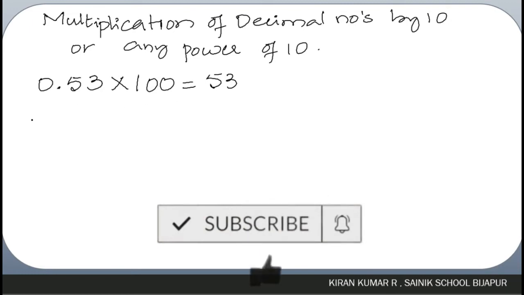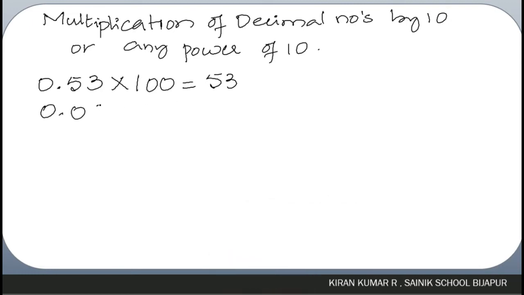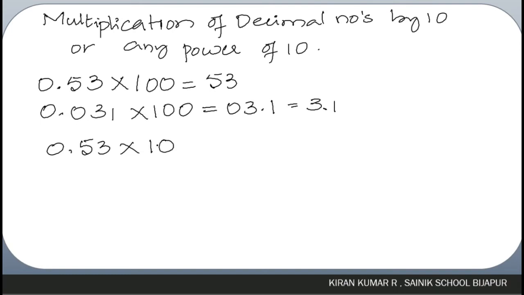We get 53. If the number is 0.031 and this is to be multiplied with 100, we have 2 zeros. Here 2 places we have to move. We'll be getting the result as 3.1, because 0.031 on shifting becomes 03.1, which is the same as 3.1. Suppose the number is 0.53 and it is multiplied with 10 raised to the power 4, that is 10,000. We move 4 places. Here only 2 decimals are there, so we are going to place 2 zeros along with it, so it becomes 5,300.